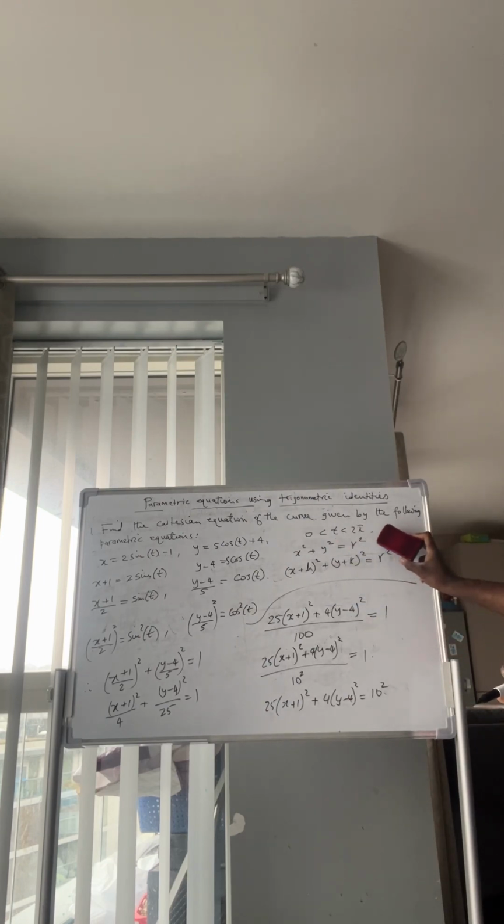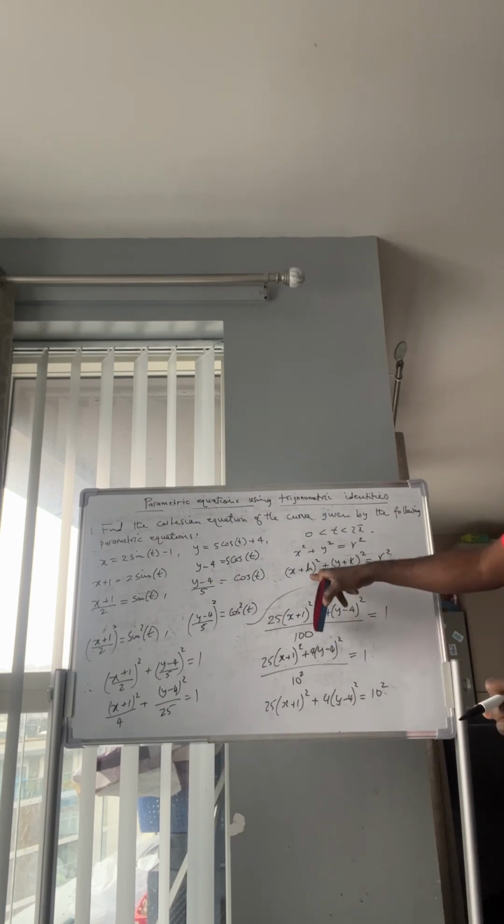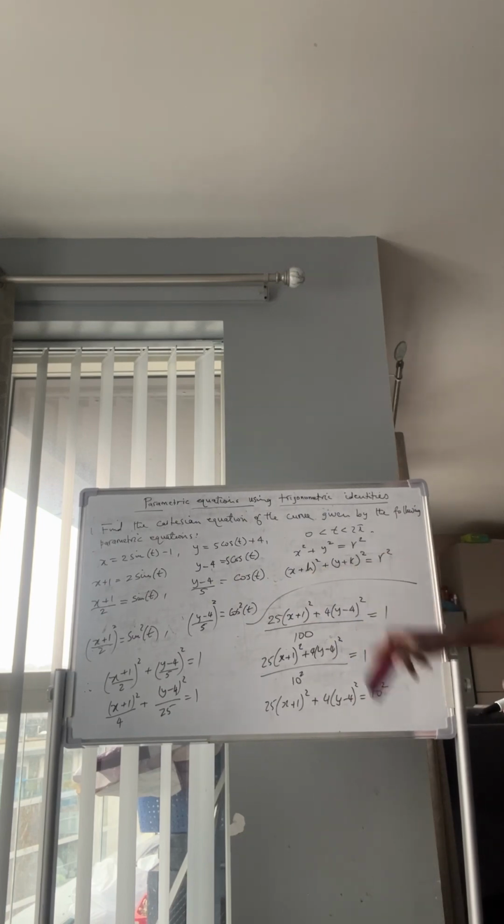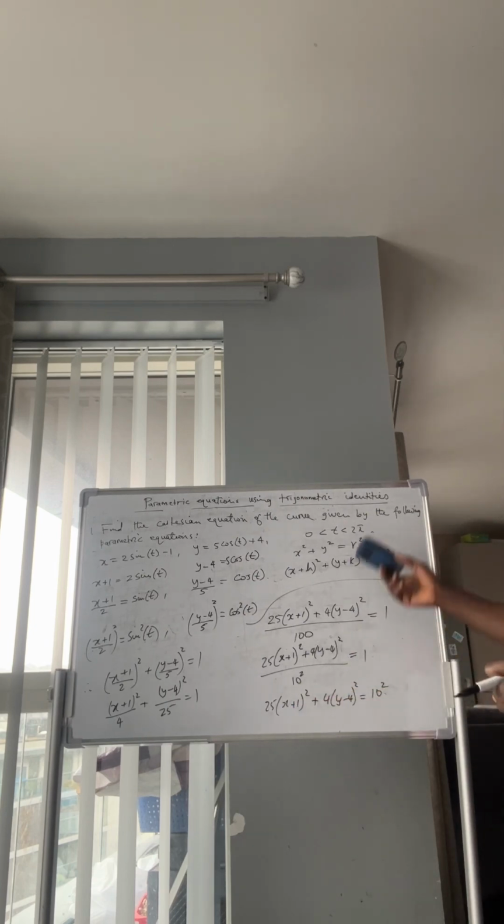This one is centered at the origin. This one is centered somewhere away from the origin, with the value on the x-axis h and the value on the y-axis k. So you can see the similarities. This looks like a circle.